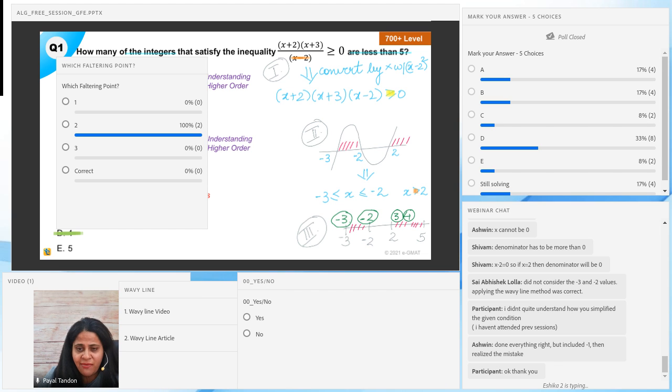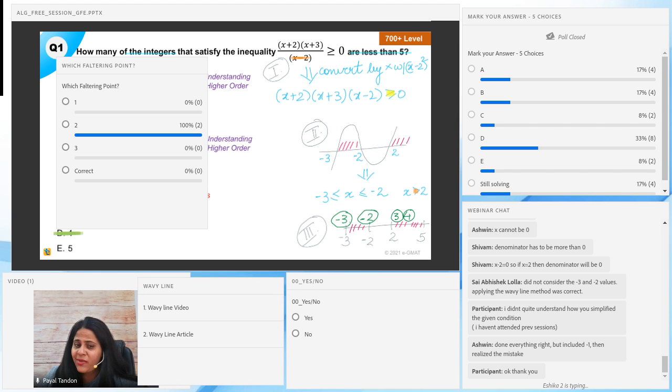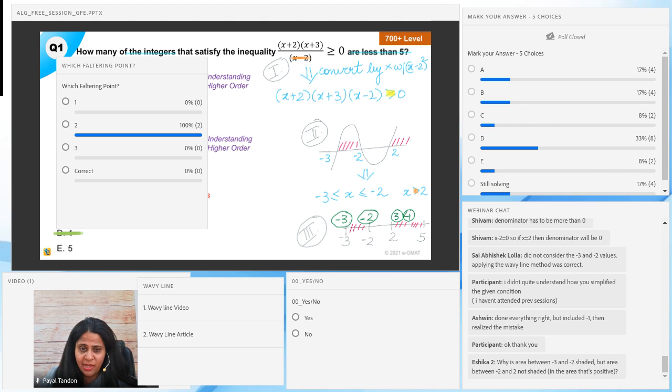Okay, so Ashwin, you did everything right, but you included -1. But if you did everything right, you should not have included -1, right? Because that's not within the range, which means you didn't really do the wavy line method correctly. So again, I want to make sure that you are applying it the right way. Why is the area between -3 and -2 shaded, but the area between -2 and not shaded in the area that's positive? See, that area is not positive, Ishika. So again, you're asking these questions because you're not 100% sure about the wavy line method.